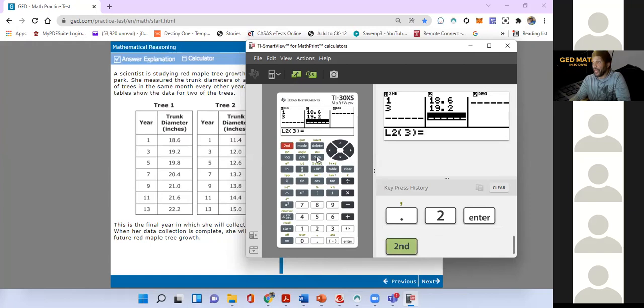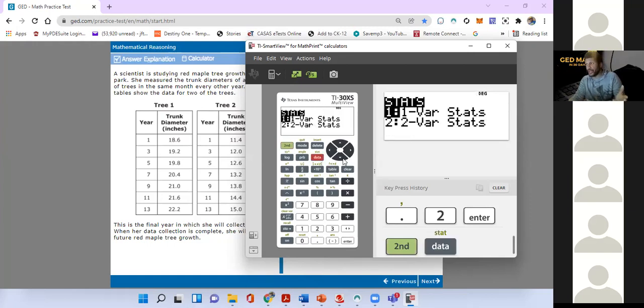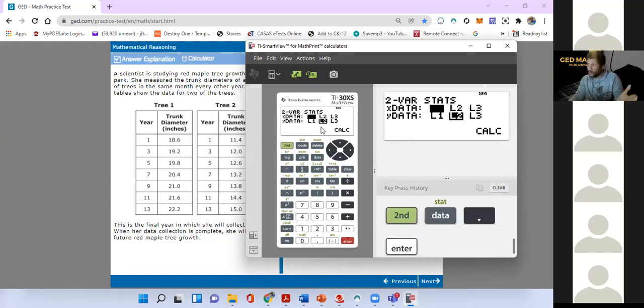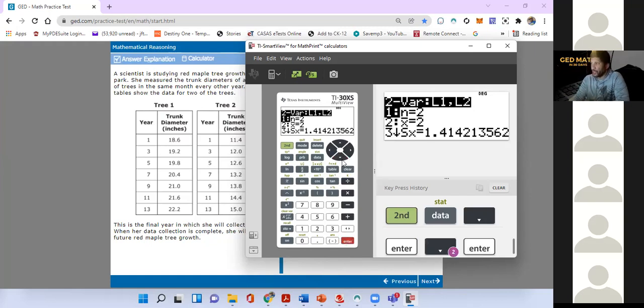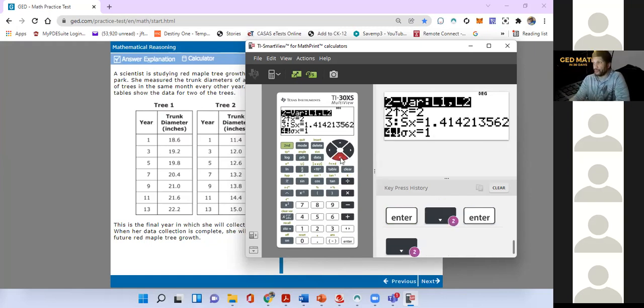Second, data. We have 2 variables, X and Y. My X data is in my first column. My Y data is in my second column. It's already selected for you. Go down to calculate and go down to A and B. Lowercase a and lowercase b. What you should see right now is the slope is 0.3. We did no work. My y-intercept is 18.3.